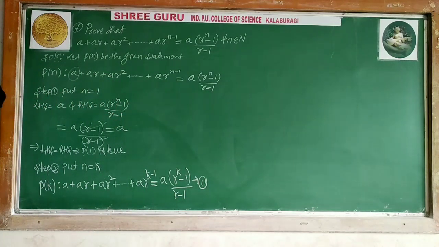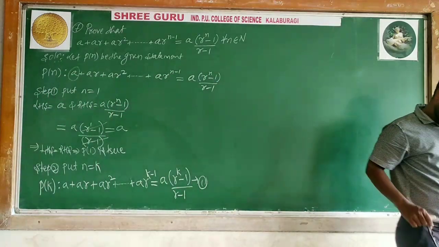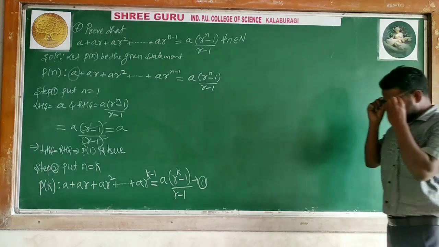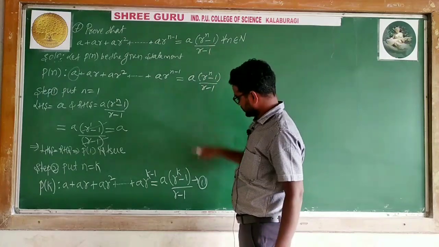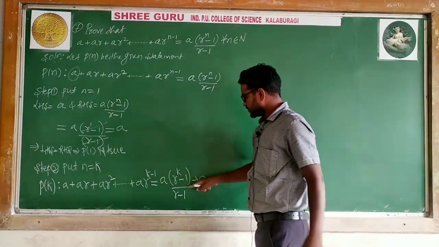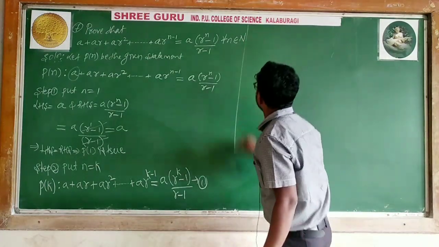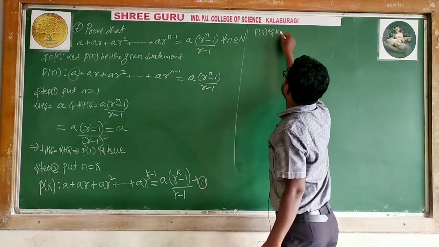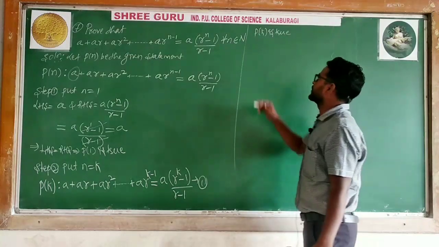Every time, after taking this, P of k is true. The given statement is as usual, only n is replaced by k. The thing is the same; everything else is as it is, nothing is different. So P of k is true. When we have proved P of k, we have to prove for P of k plus 1.